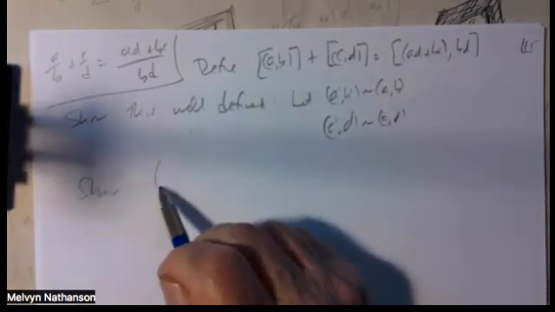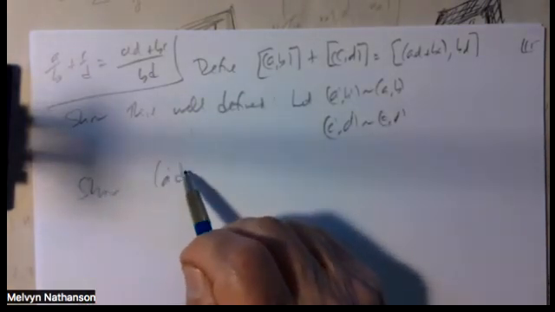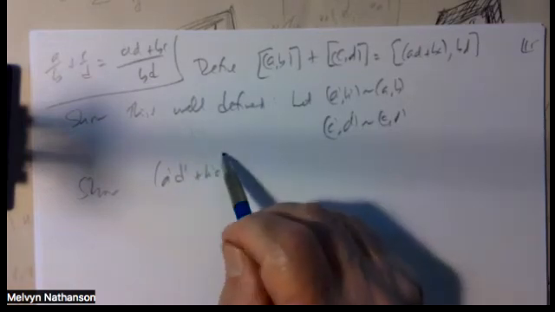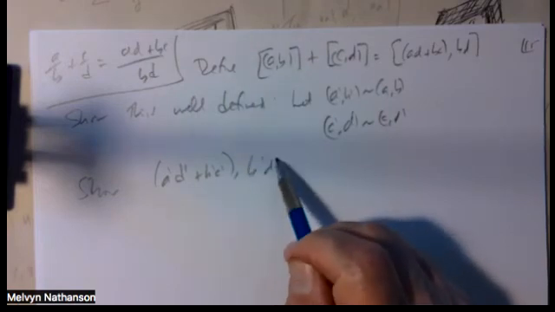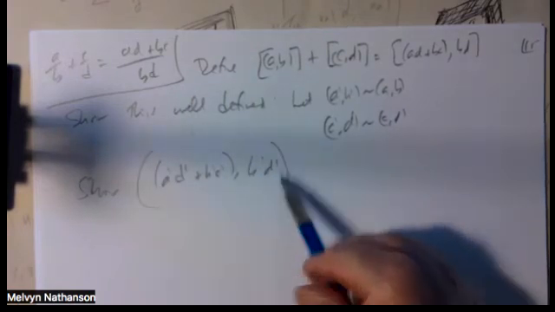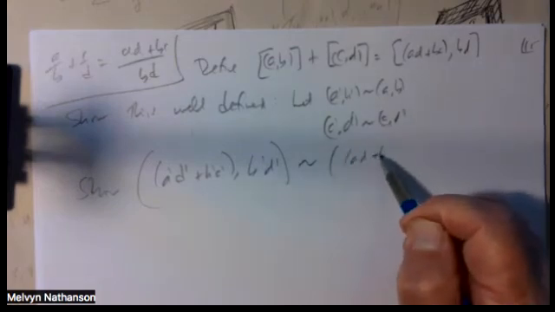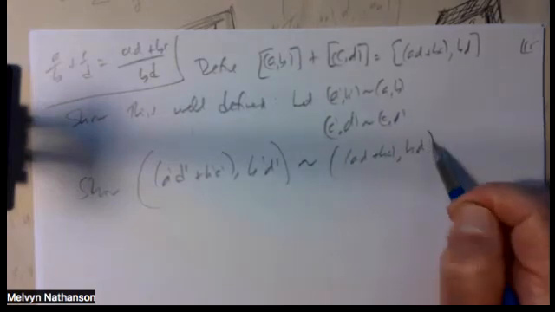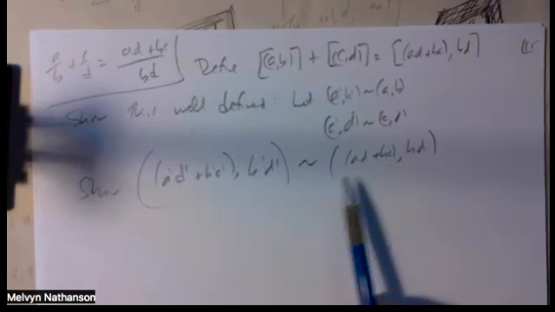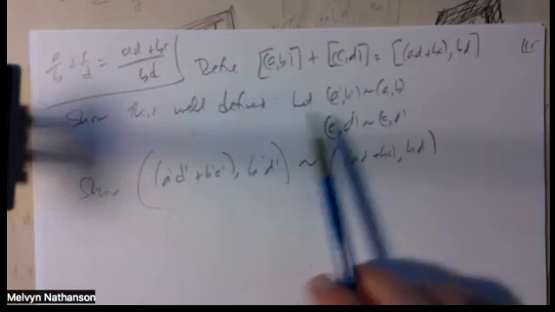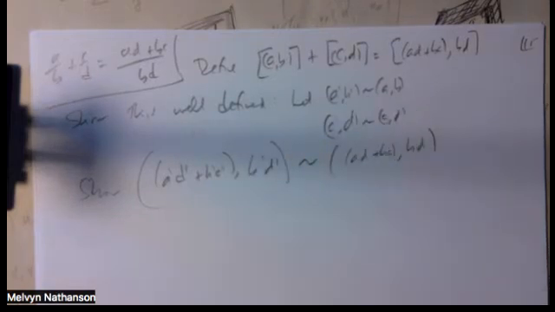We have to show that A prime D prime plus B prime C prime, comma, B prime D prime, that ordered pair, is equivalent to AD plus BC, comma, BD. We have to show these two ordered pairs are equivalent if these conditions are satisfied.